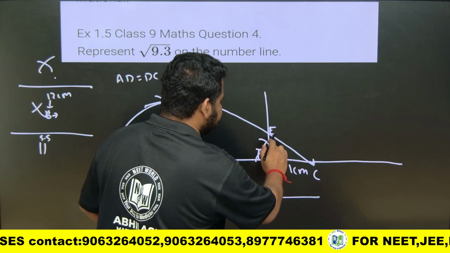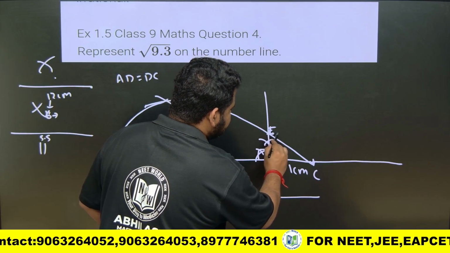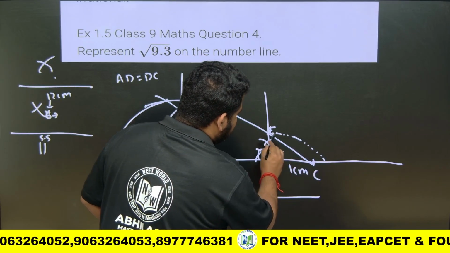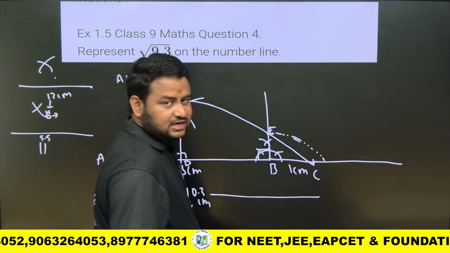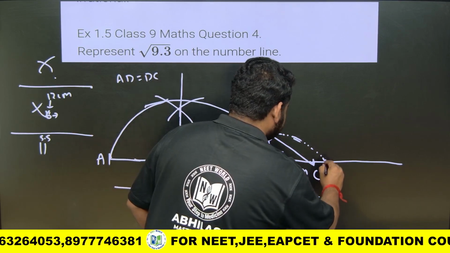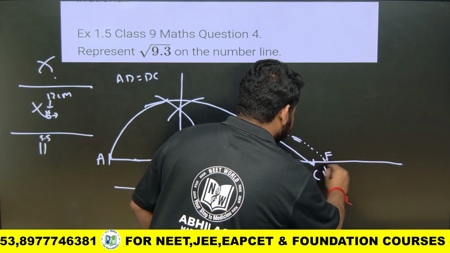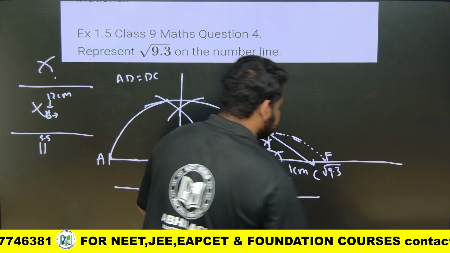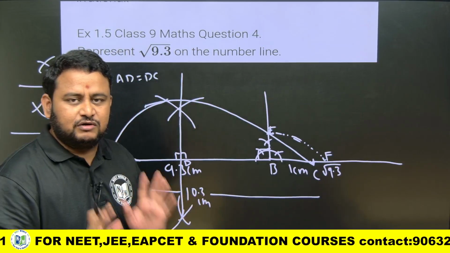Now, I will keep the compass here. I will draw an arc like this, a dotted line. Here, let this point be F. What I will get here is nothing but root 9.3, the square root of 9.3. This is how you have to represent it.